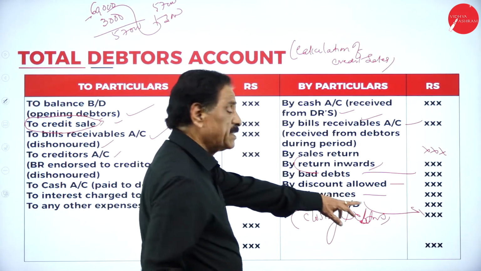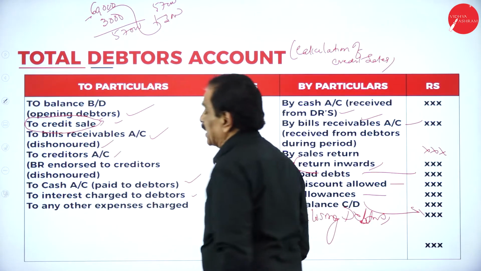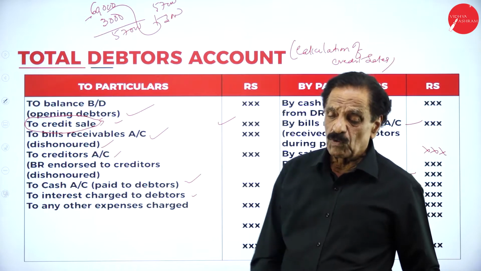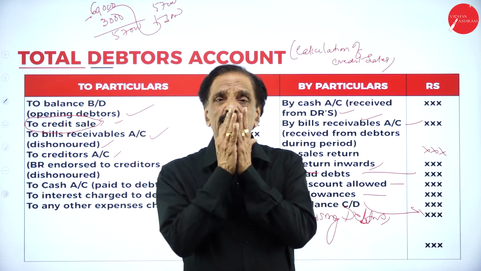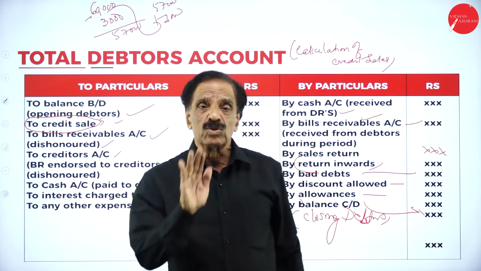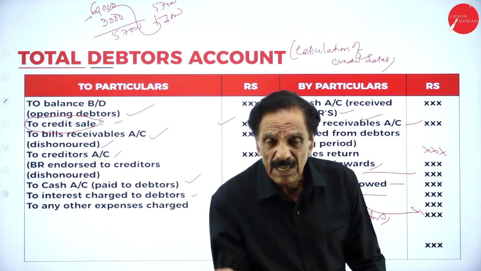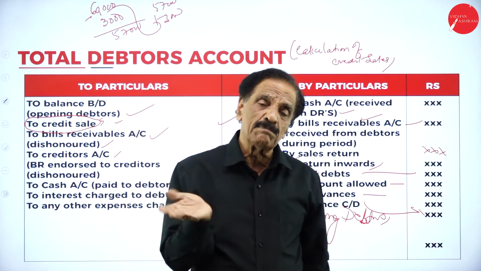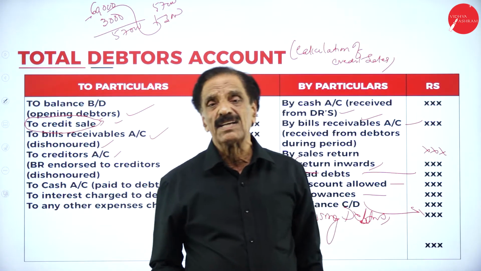If this balance is given, the difference is credit sale. If there is a credit sale, the difference is closing debtor. So what are the items? To balance brought down, opening debtor. To credit sale. Your debtor account will have to BR dishonored, and to creditor, BR endorsed to creditor, dishonored.